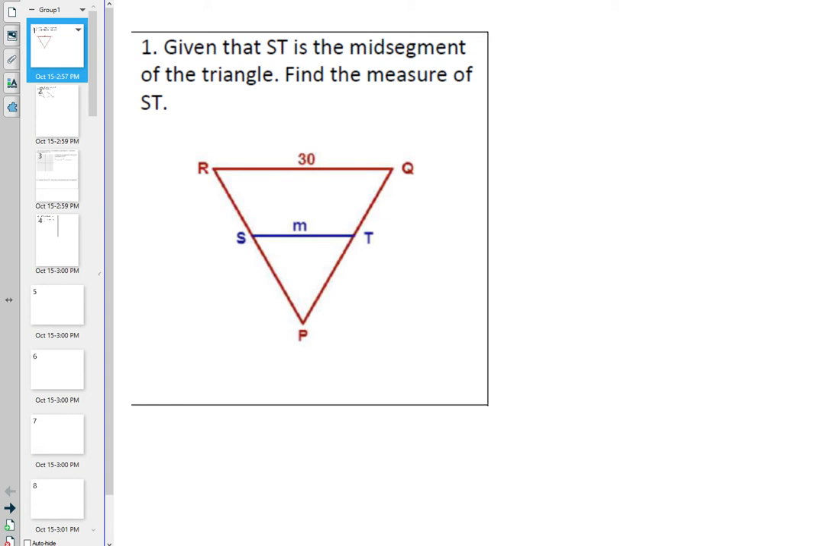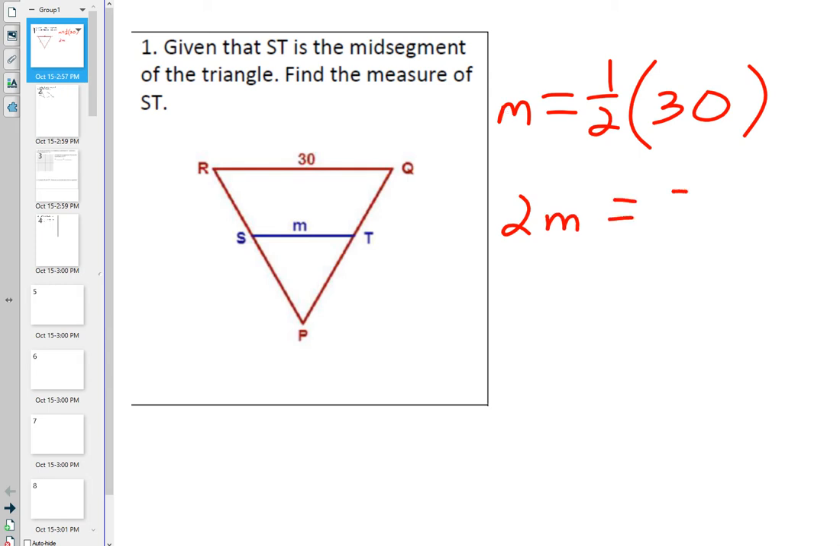I need to be able to write an equation. So you could say that M is 1/2 of whatever's on the third side, which is 30. That's one way of doing it. Or you could say that 2 of those M's give you the 30. Either one would work.